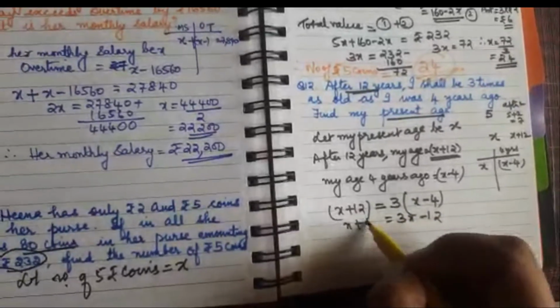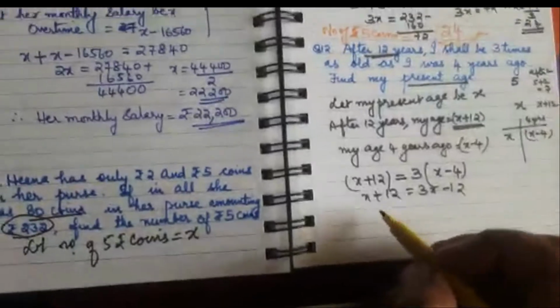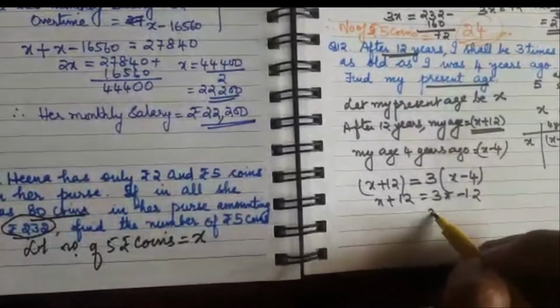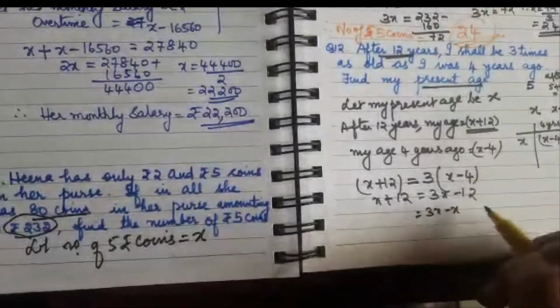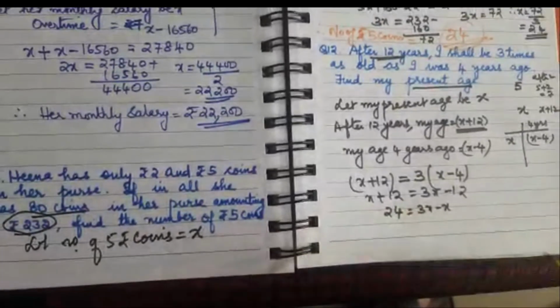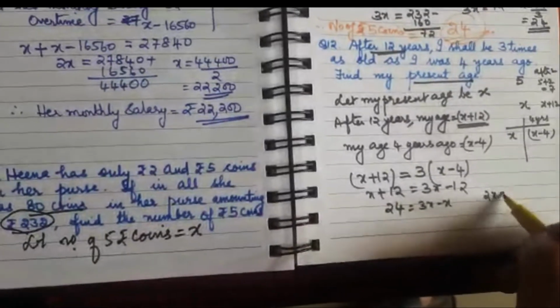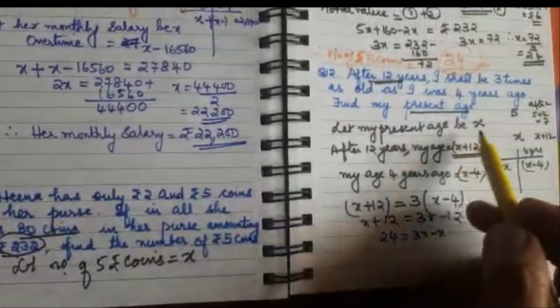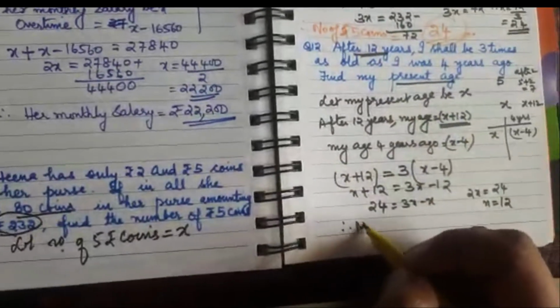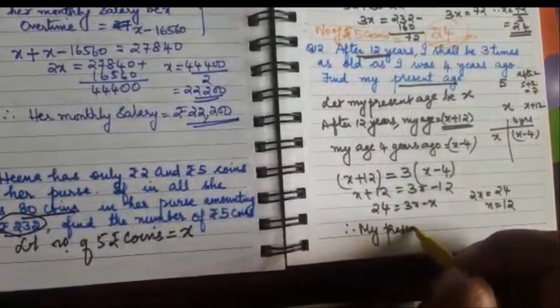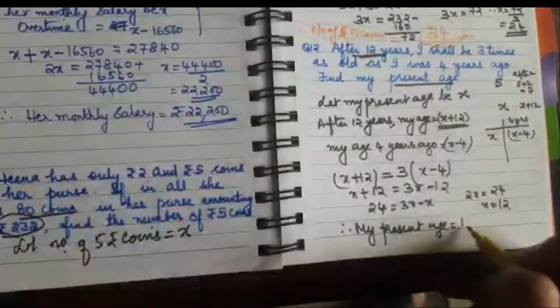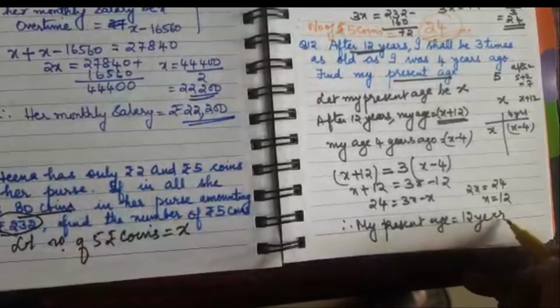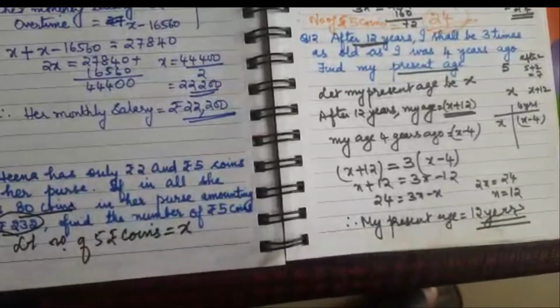x plus 12 equals 3x minus 12. So variable to one side and the numbers to the other. So 3x minus x equal to 24. So 2x is equal to 24. So x is equal to 12. So x is my present age. Therefore, my present age equals 12 years. Okay.